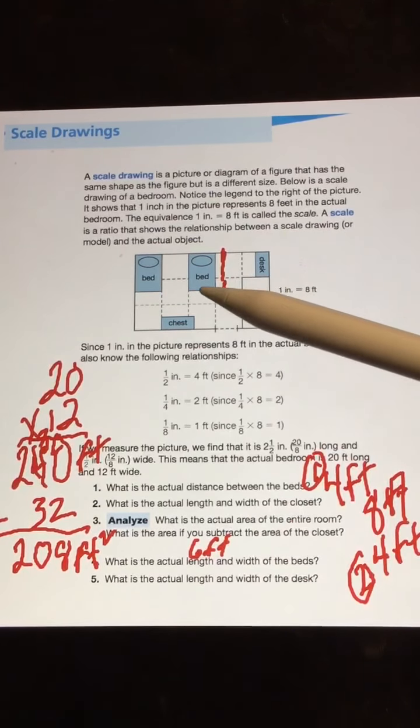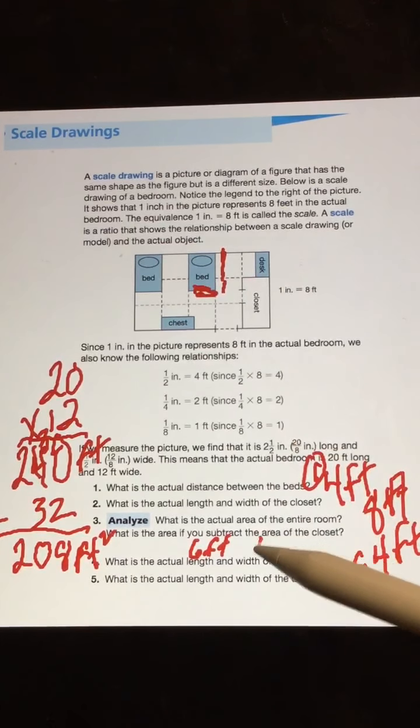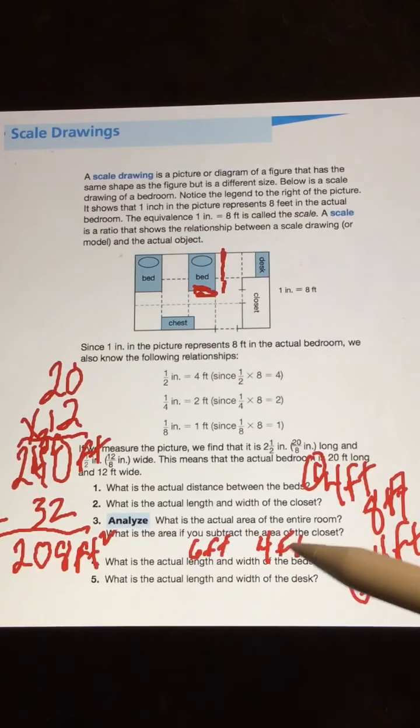Now the width of the bed is just one of these squares, right? So I know the width is 4 feet. All right, so what is the actual length and width of the desk?